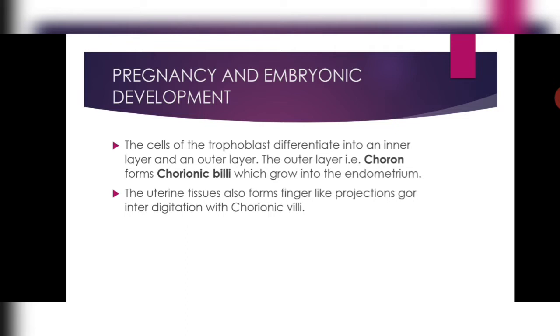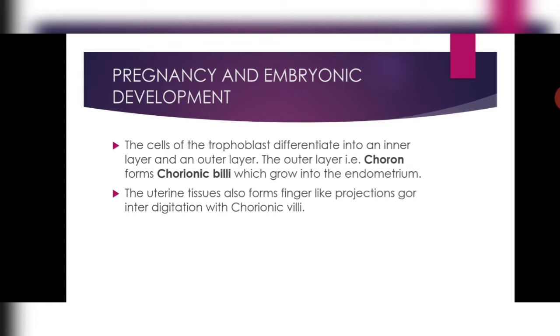As we had done in the last class, up till implantation, the blastocyst was embedded inside the uterine wall and the pregnancy was said to be established. The cells of the trophoblast of the blastocyst will now differentiate into an inner layer and an outer layer. The outer layer, that is the chorion, will form chorionic villi which grow into the endometrium. They form finger-like projections. Chorionic villi are finger-like projections.